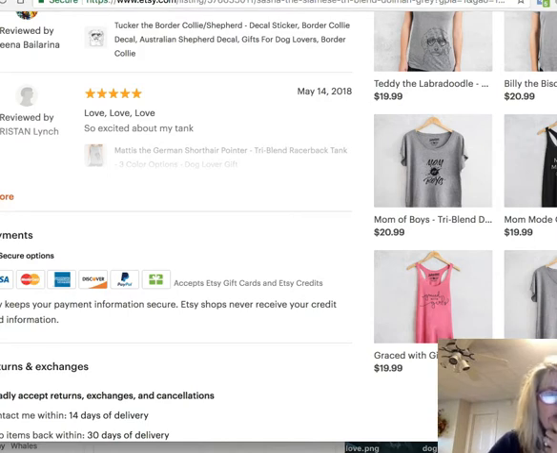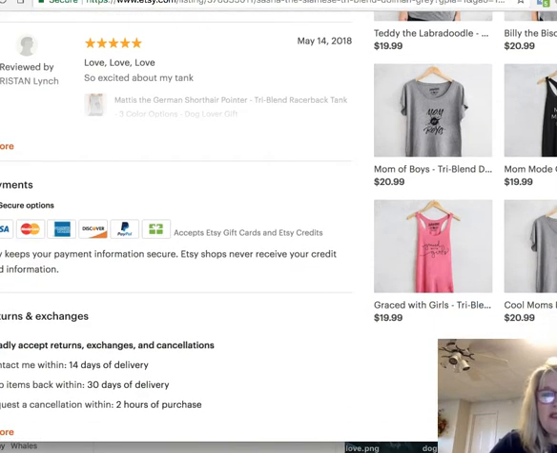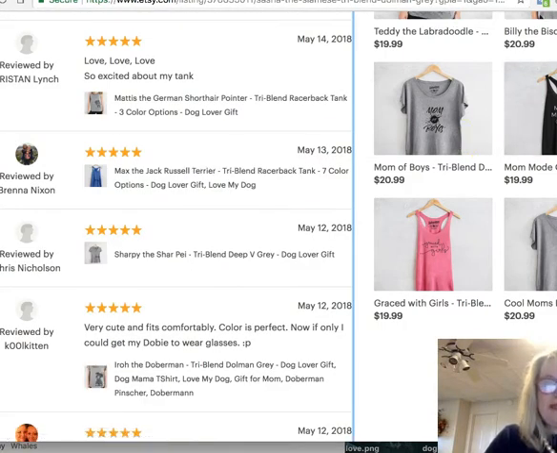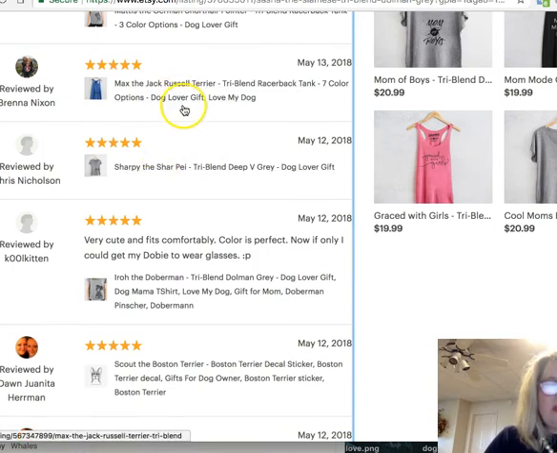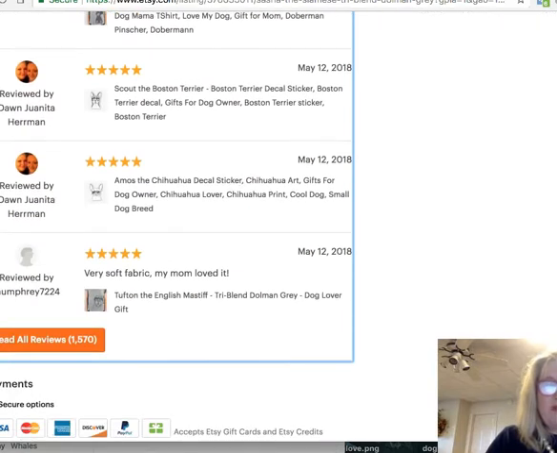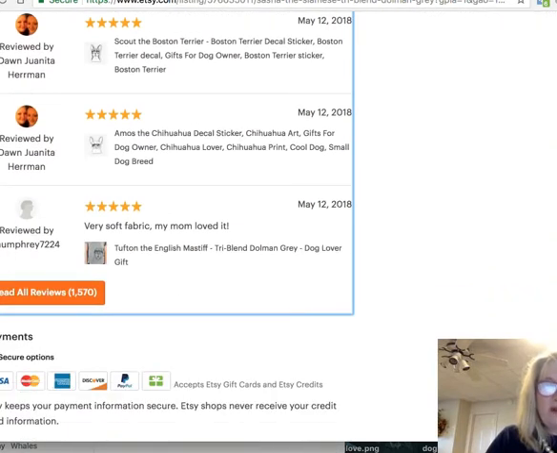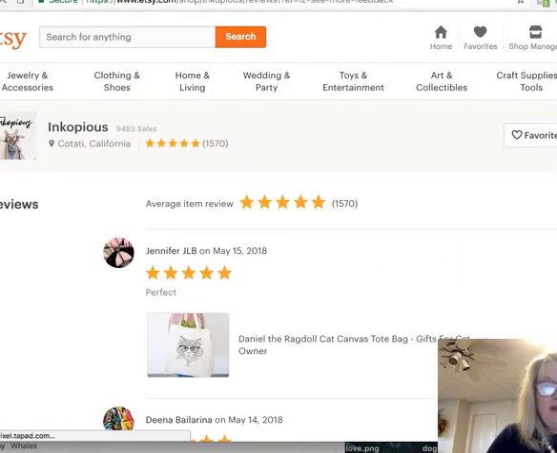This one's a German Shorthair Pointer. See, that's a niche that most people wouldn't think about. And that's why I love looking at the reviews, because it gives me ideas. Jack Russell Terrier is a niche, Shar-Pei, Doberman, Boston Terrier. There are hundreds of dog breeds and cat breeds that you can do. Tufton the English Mastiff. I mean, who would think of doing that?